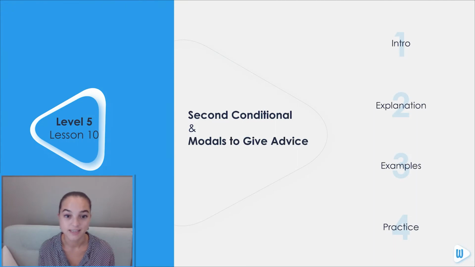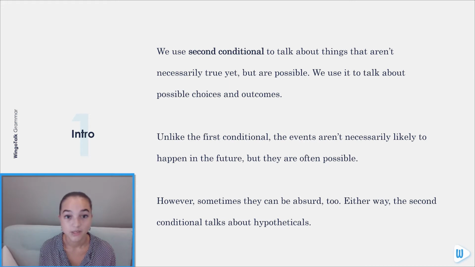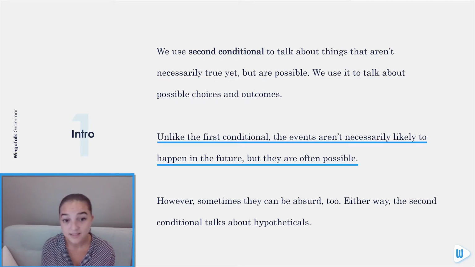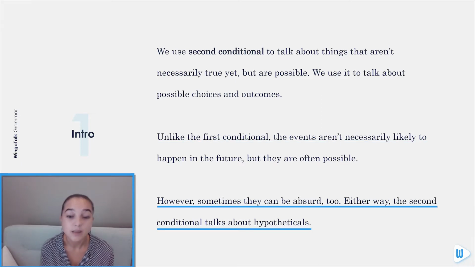Second conditional and modals to give advice. We use second conditional to talk about things that aren't necessarily true yet, but are possible. We use it to talk about possible choices and outcomes. Unlike the first conditional, the events aren't necessarily likely to happen in the future, but they are often possible. However, sometimes they can be absurd too. Either way, the second conditional talks about hypotheticals.